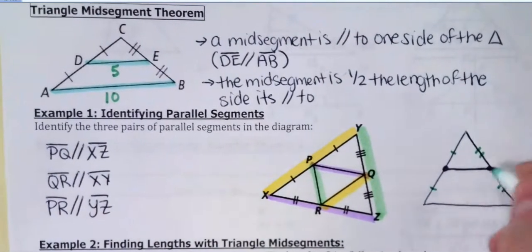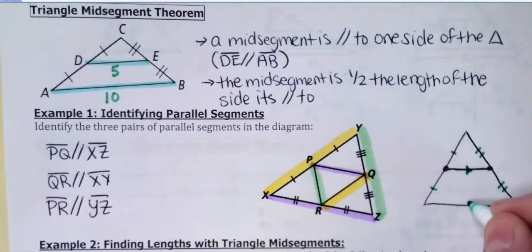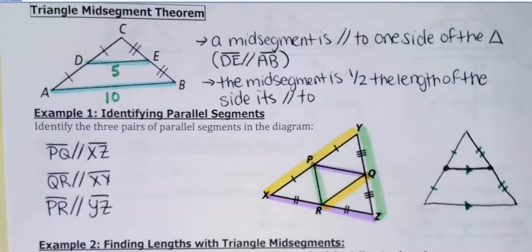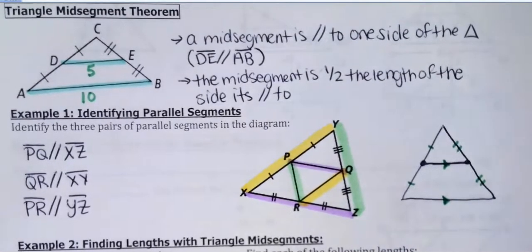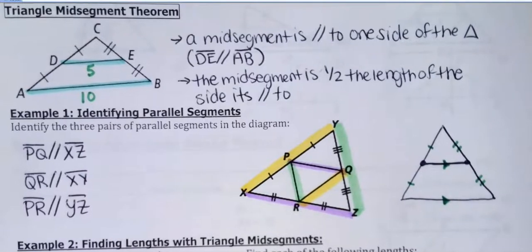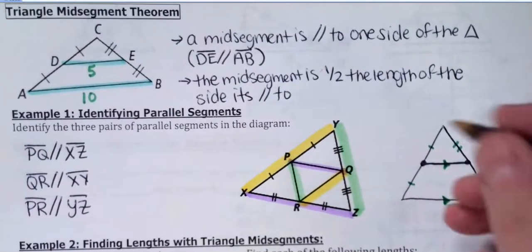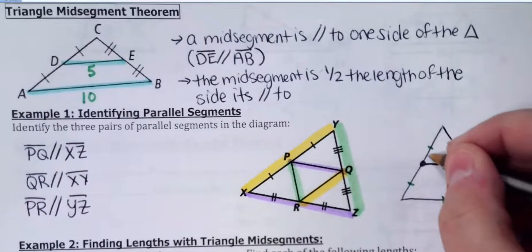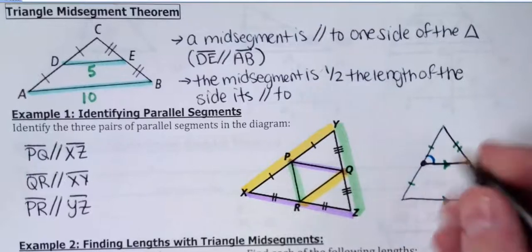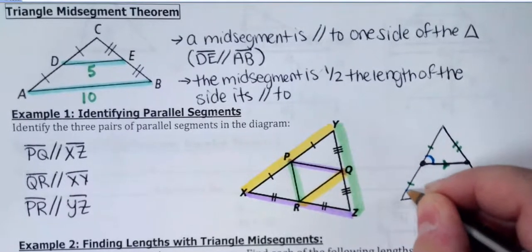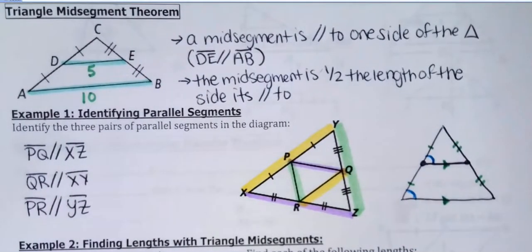I just want to remind you, if the mid segment is parallel to one of the sides in the triangle, don't forget this, there's going to be a homework question that'll ask you about this. If you have parallel lines, remember that could create alternate interior angles, same side interior angles, corresponding angles. This specifically is going to be corresponding angles. So this angle here and this angle here would be corresponding, so they'll be congruent to each other.